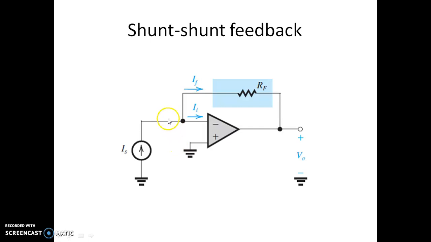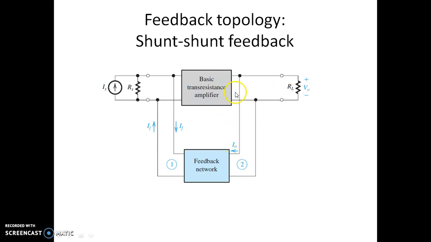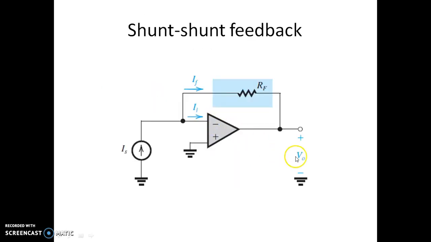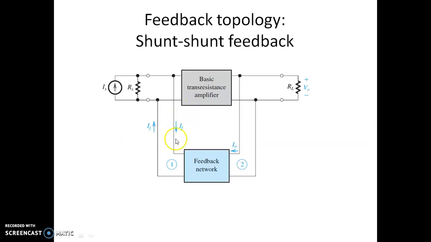A possible corresponding circuit will be this: you sample the voltage and add the current. You can see this is the sampled voltage, and that will be fed back to the input with the appropriate sign. Again, if you find what is II here, II is actually IS minus IF, as we saw earlier. So whatever current is going into the circuit is IS minus IF. That's why it is negative shunt feedback.